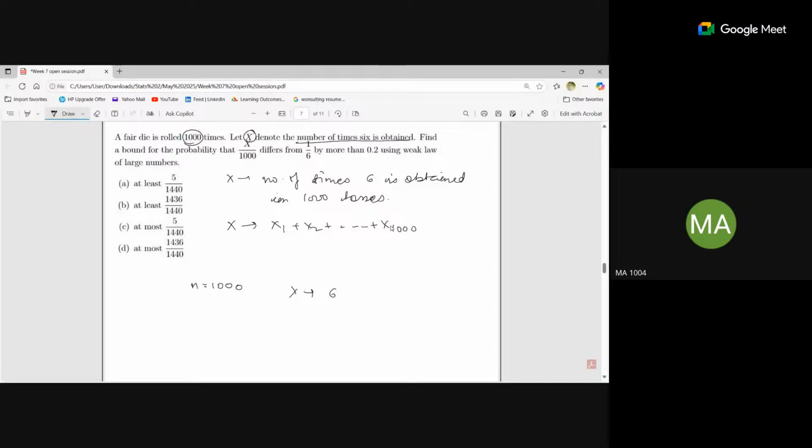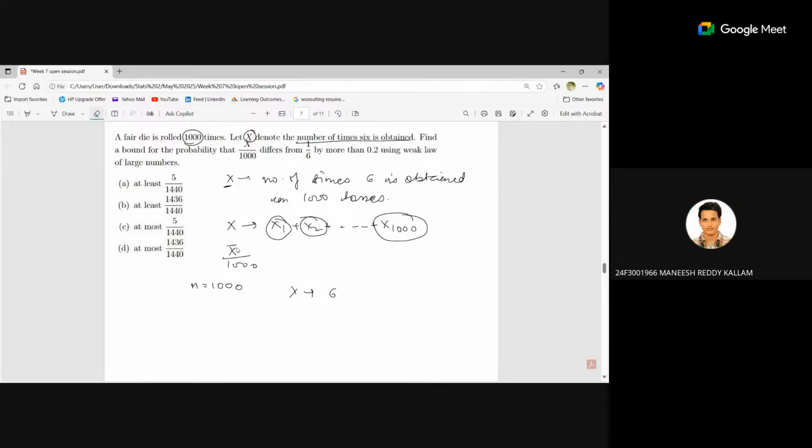What is my x? It is the number of times 6 is obtained. So x is basically, for the first toss, for the second toss, till 1,000, like that. So I can sum it up, and that is my x. If my sum is being divided by 1,000, this will be equal to what? Mean, right? So x by 1,000 is basically my x bar. Fine. This thing is clear?